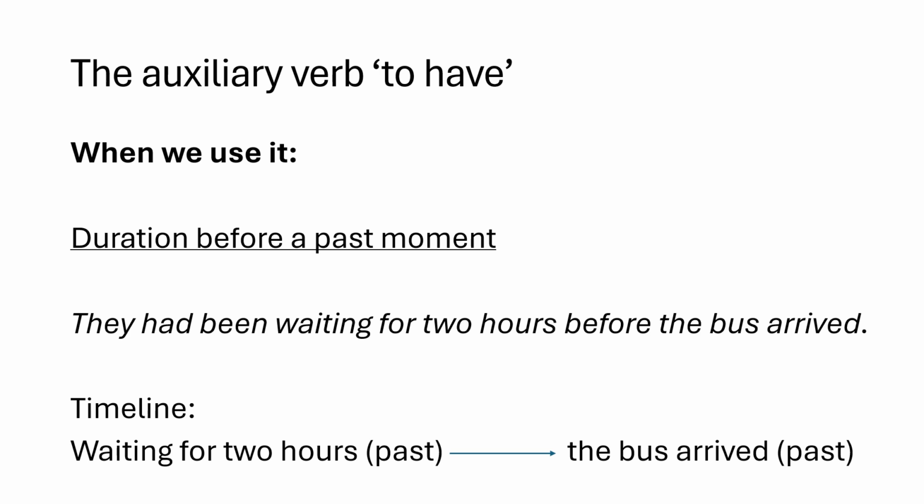We use the past perfect continuous tense to say how long an action had been happening up to a point in the past. It is often used with the time words for and since. For example, they had been waiting for 2 hours before the bus arrived. This timeline shows that in the past, they waited for 2 hours. Then in the past, the bus arrived. The action of waiting took a length of time, 2 hours, before something else happened.